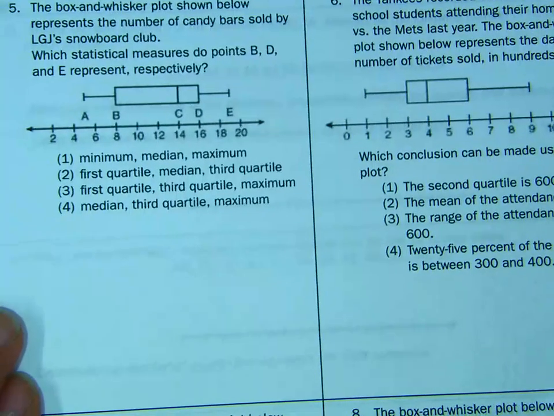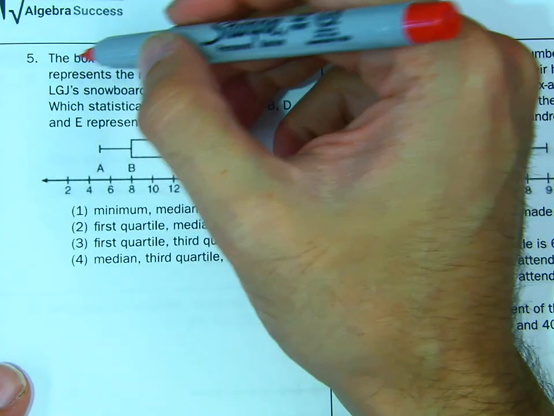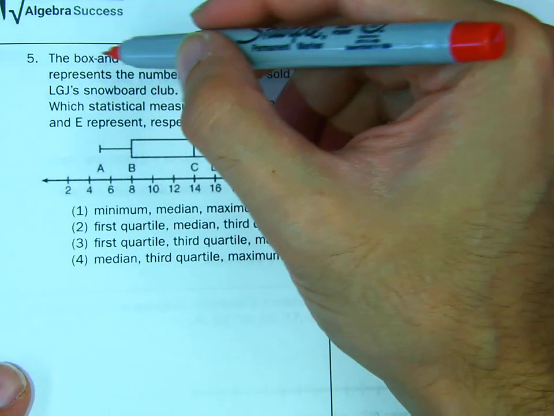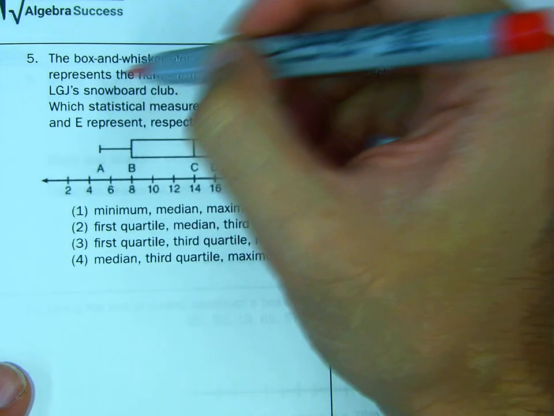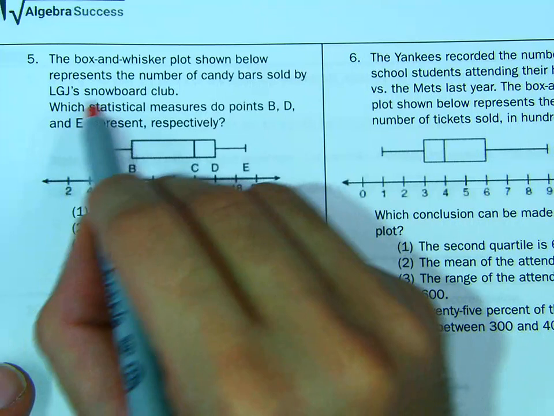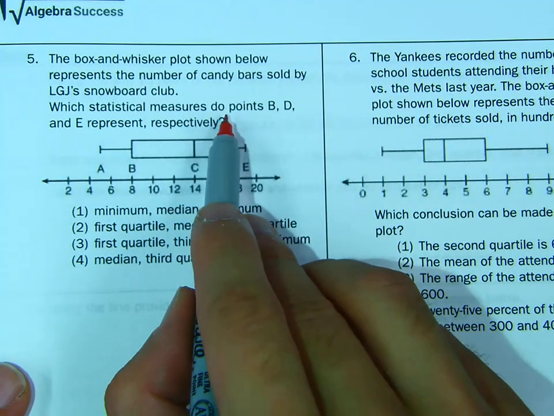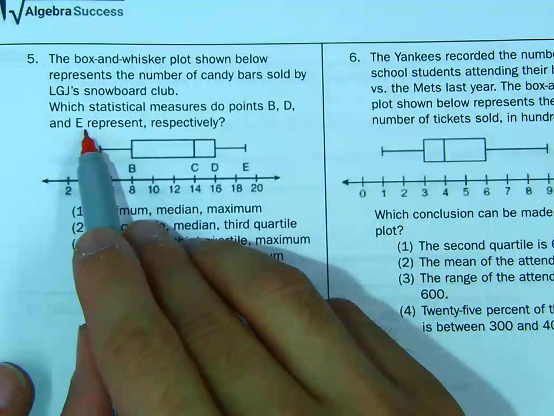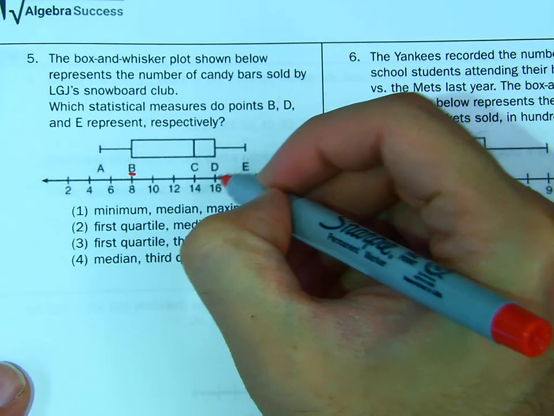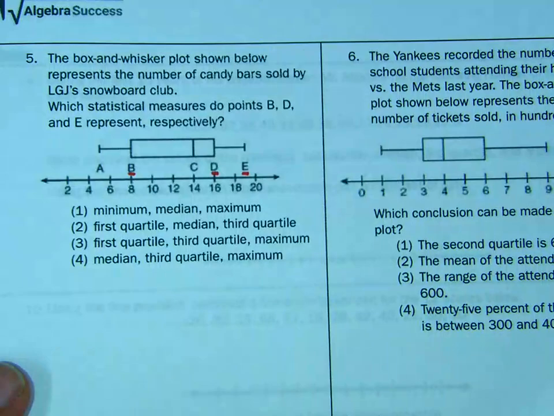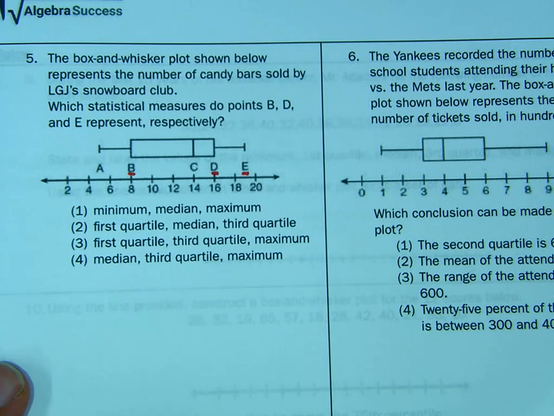Okay, so these questions get a little bit more difficult. Let's take a look. Remember, pause the video and try to do it by yourself. It says, the box and whisker plot shown below represents the number of candy bars sold by LGJ's Snowboard Club. Which statistical measures do points B, D, and E represent respectively? Well, this is my B, this is D, this is E. Okay, pause the video, try and figure this out.